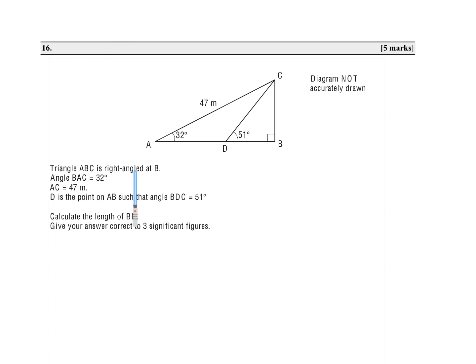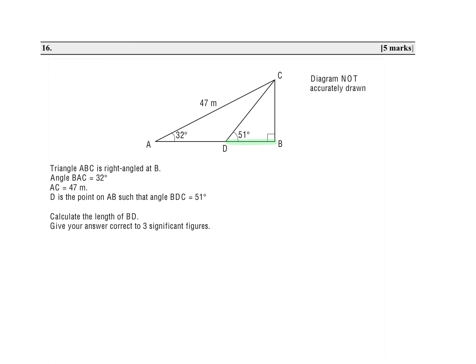Triangle ABC is right angled at B. Angle BAC is 32, check. AC is 47, check. D is the point on AB such that BDC is 51, check. Calculate the length of BD. Okay, so it wants this length.